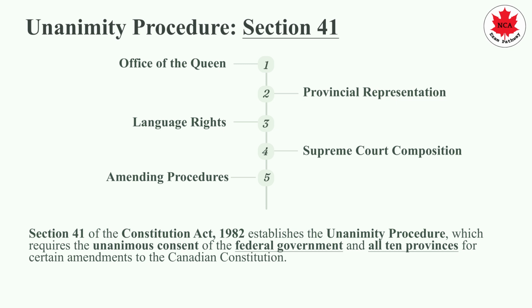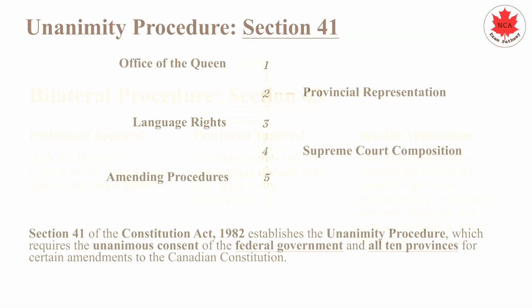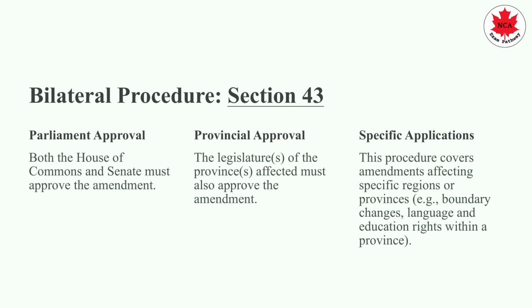And the fifth one is amendments to Part 5 of the Constitution Act 1982. Now comes Section 43 that deals with the bilateral procedure. Here, Section 43 of the Constitution Act 1982 outlines the bilateral amending procedure, which applies to the constitutional amendments that affect only one or more provinces, but not all provinces.